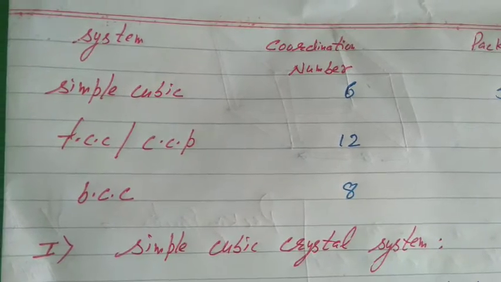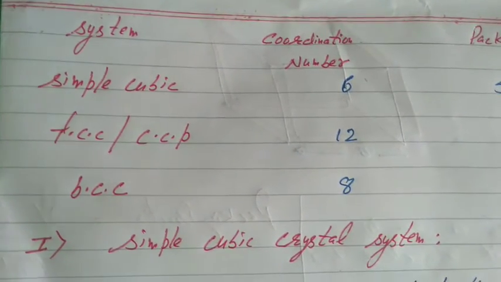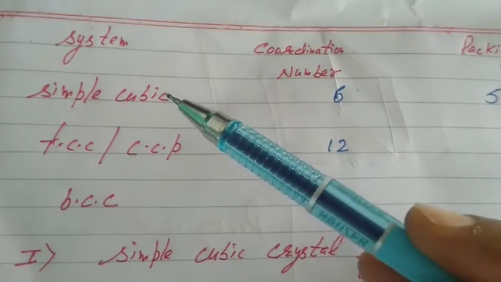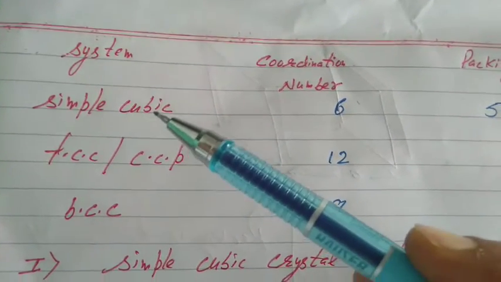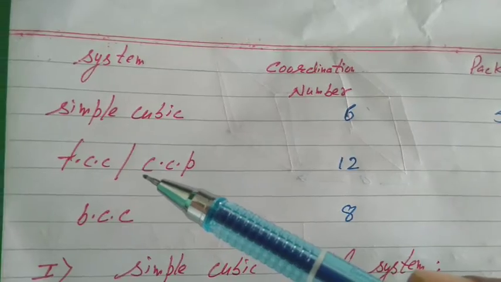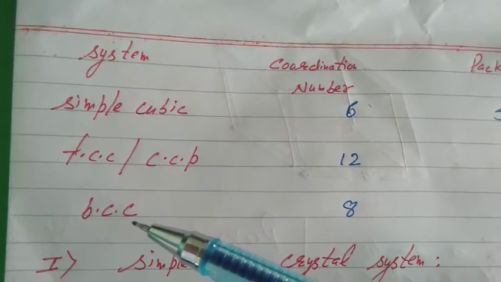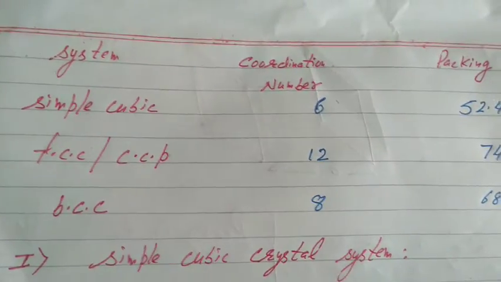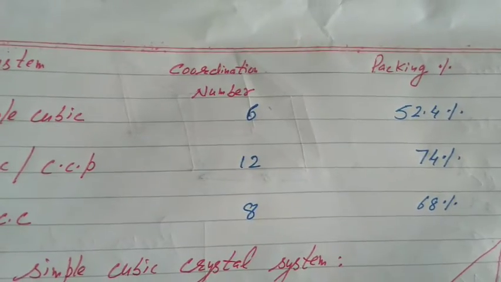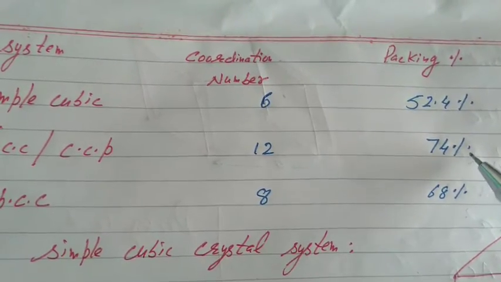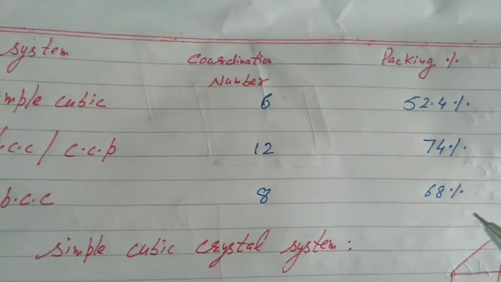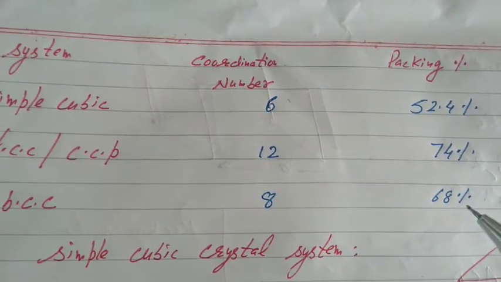Hello students, today in this session I will tell you how to calculate packing percentage in different crystal systems: for simple cubic, for FCC arrangement, or for BCC arrangement. For simple cubic the packing percentage is 52.4%. For FCC the packing percentage is 74%.